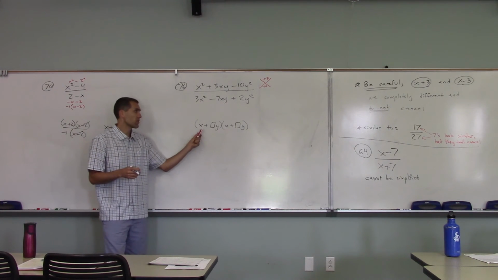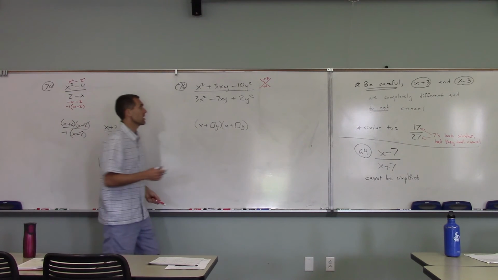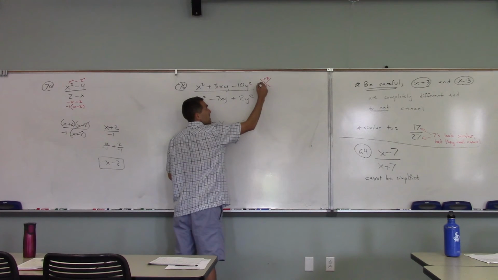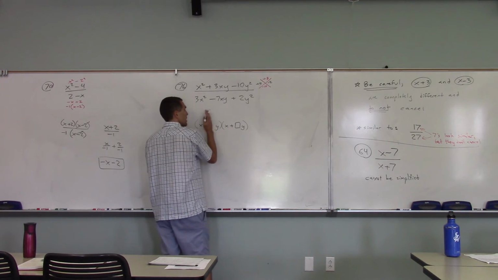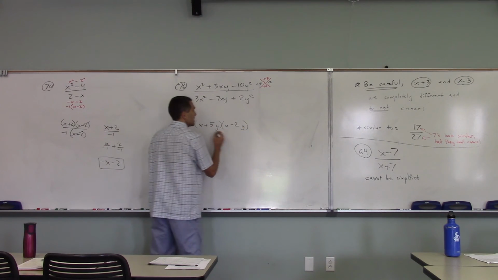So the first part of our binomial will have an x. The second part will have a y. Okay, still factor it the same way. So, multiplies to be -10, adds to be that, we get positive 5 and negative 2. Okay, so x plus 5y and x minus 2y, that's the top.